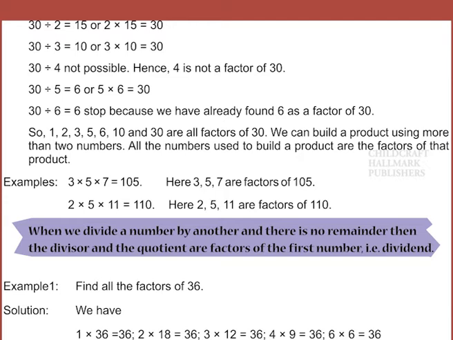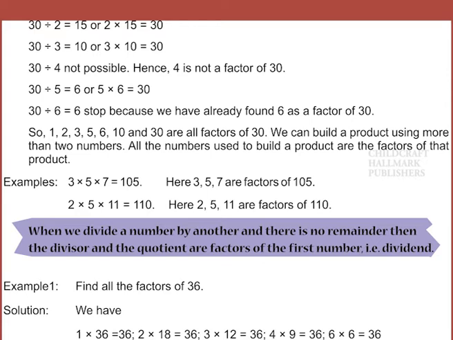We can build a product using more than 2 numbers. All the numbers used to build a product are the factors of that product. Examples: 3 into 5 into 7 is equal to 105. Hence, 3, 5, 7 are factors of 105. 2 into 5 into 11 is equal to 110. Here, 2, 5, 11 are factors of 110.